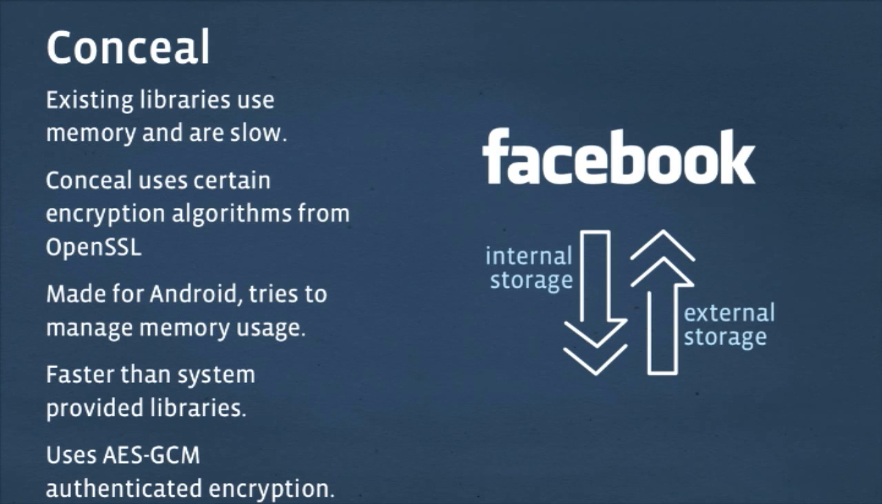It turns out that when we manage memory more efficiently and use OpenSSL under the hood, it is significantly faster than the native provided libraries in Android. The target for this is typical Android users and typical Android phones, which have low memory and slow processors. And we use AES GCM encryption for this.